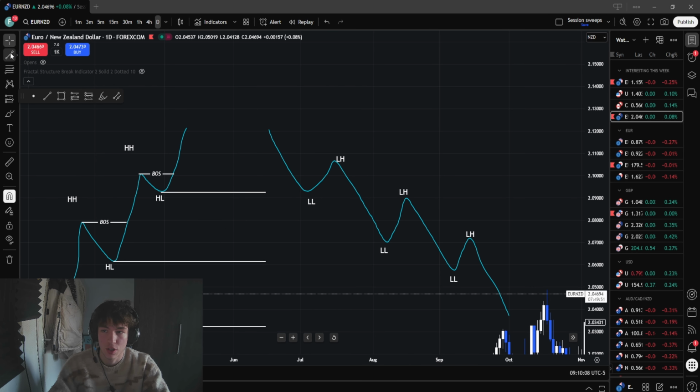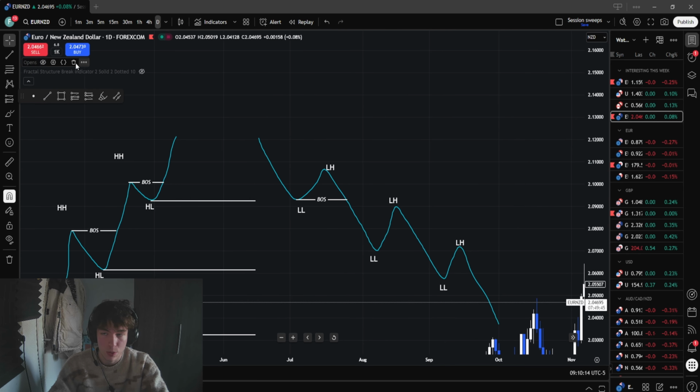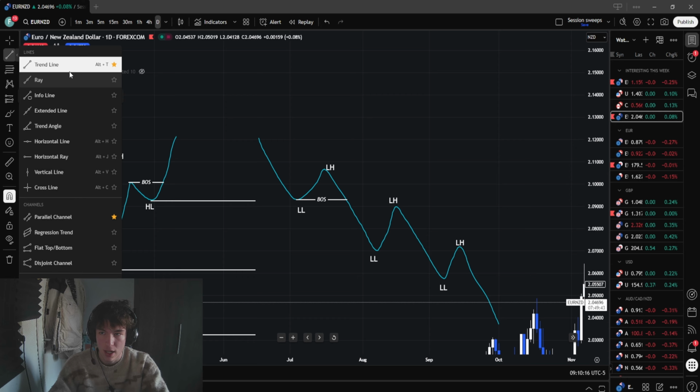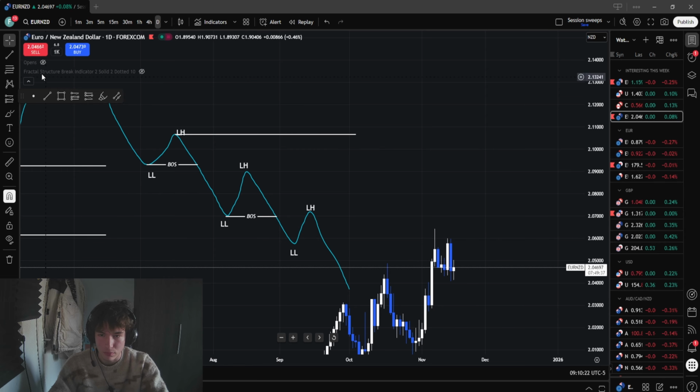Same as on the bullish trend, on the bearish trend we get that break of structure towards the downside with a candle close. We don't want to see a wick, we want to see a candle close. This will then become our protective high. Same thing here, break of structure, protective high, break of structure.